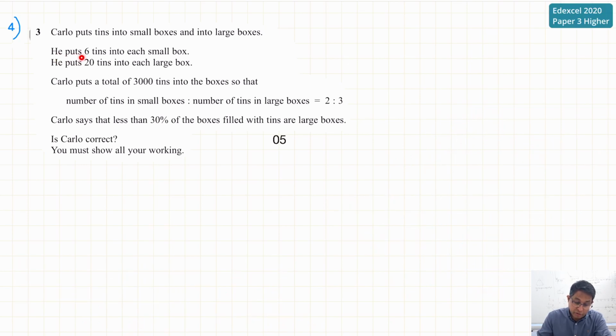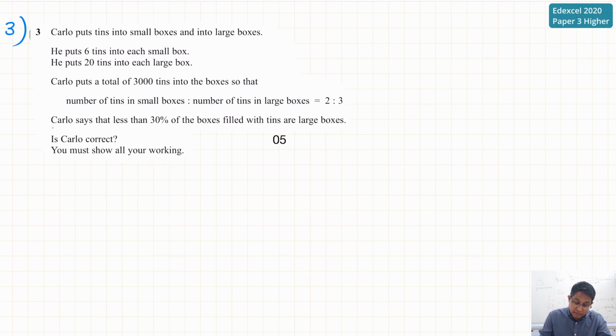Here you have a very nice question. Read the question carefully and get all the information given. What they say is, Carlo puts tins into small boxes and into large boxes. He puts 6 tins into each small box and 20 tins into each large box. Carlo wants to put 3000 tins into small boxes and large boxes, in the ratio number of tins in small boxes to number of tins in large boxes, 2 to 3.